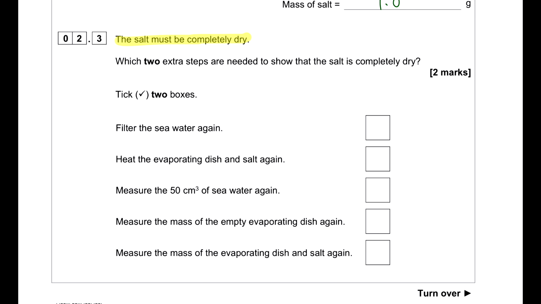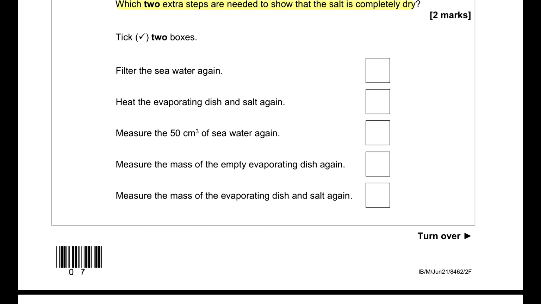The salt must be completely dry. Which two extra steps are needed to show that the salt is completely dry? In order to show that the salt is completely dry, we must reheat the evaporating dish and measure the mass of the evaporating dish and the salt again. So heat the evaporating dish and salt again. Once we did that, then we will measure the mass of the evaporating dish and the salt again. If the mass remains consistent, then we can say that all the water has been completely dried off.